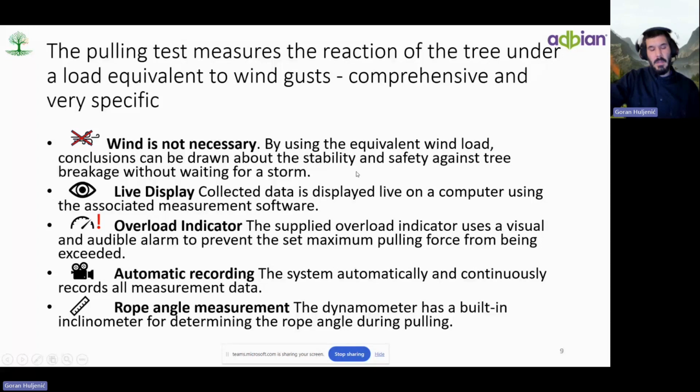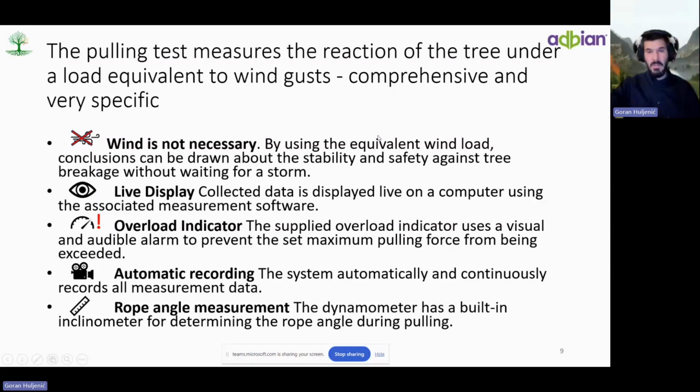The biggest inclination difference that we put on a tree is 0.15 degrees. So it's really a small inclination difference that we put on a tree. Everything is recorded automatically and continuously, all the measured data, and the rope angle is also measured on the dynamometer, so we get all the relevant information and can do the calculations later.